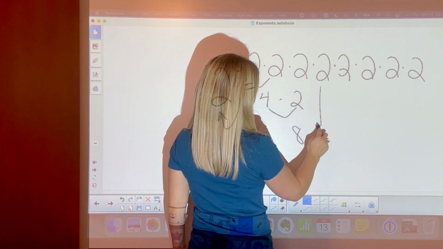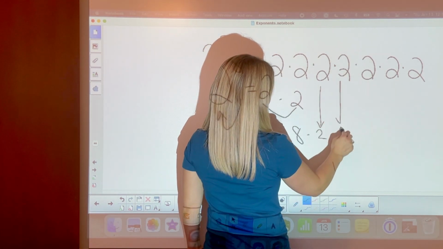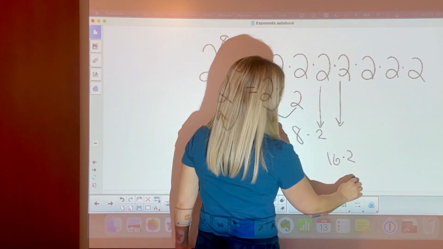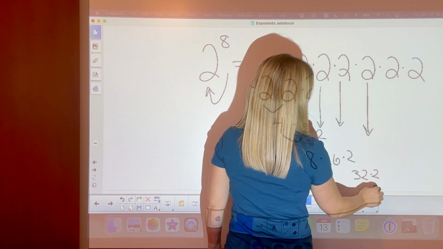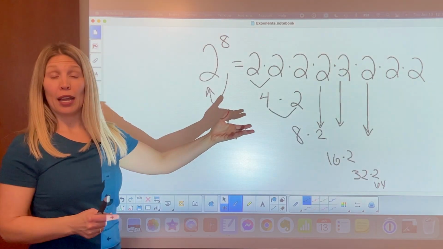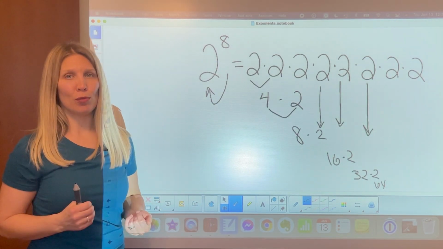Then times this 2, right? And then we get 16. And then times this 2, and then we get 32. And then times this 2, right? And we get 64. And then we keep multiplying it until we have our 2 eight times. So now let's do some practice problems.